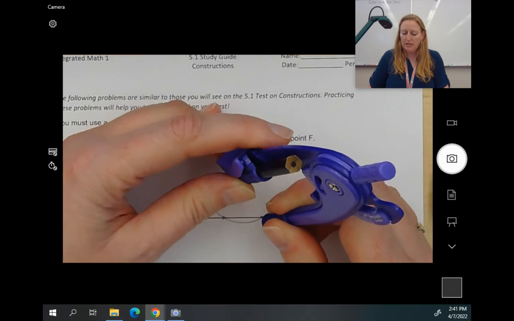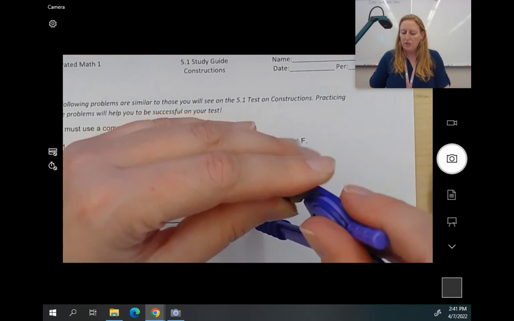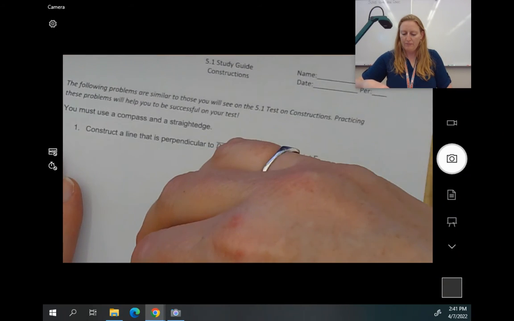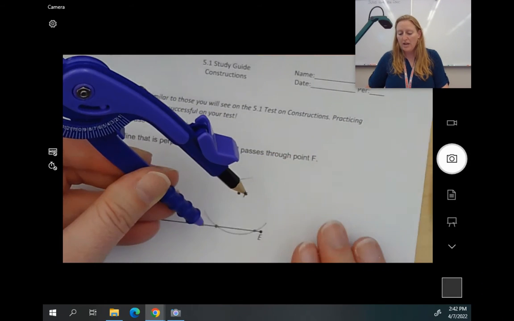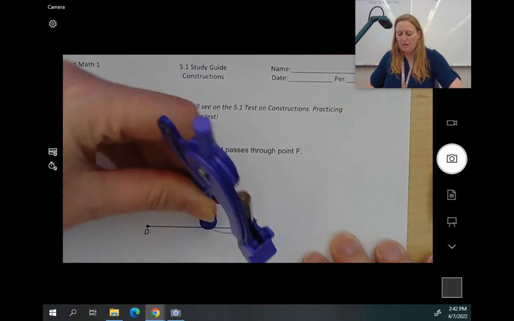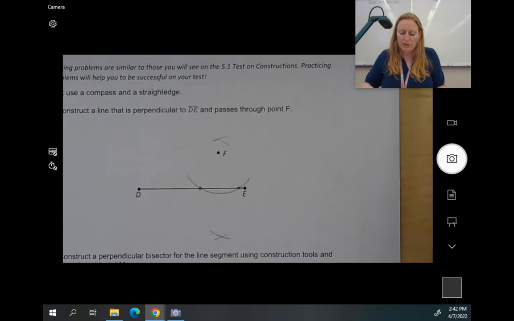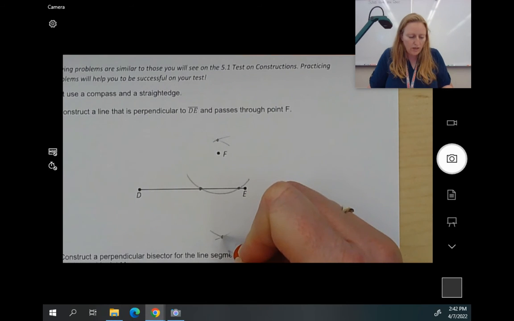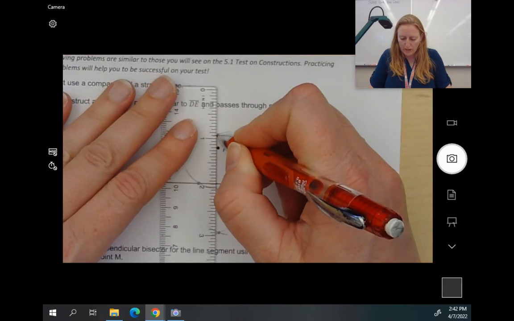So I'm just going to expand this out a little bit more. You don't have to. Remember how this works. We do the pointy guy on each end. So I'm going to do a mark above and a mark below. And then I do it again. Don't let it slide. We keep this the same, right? We do it again with our pointy guy on the other side, a mark above and a mark below. Sorry, you can't see my below mark very well. And there we are. And now if I connect these and use my straight edge, it should go right through F.